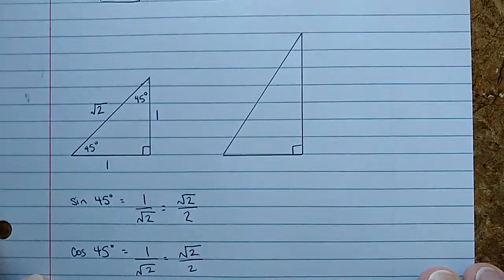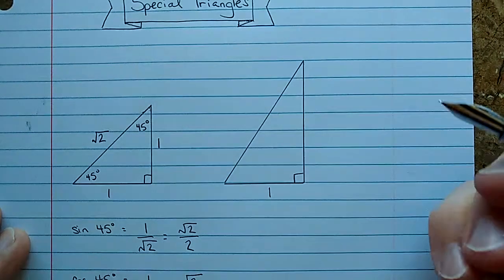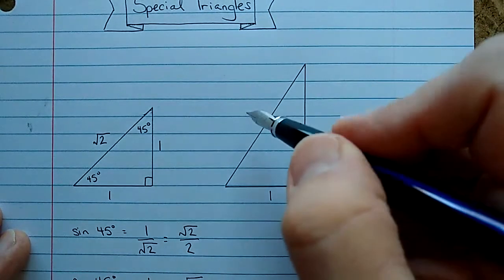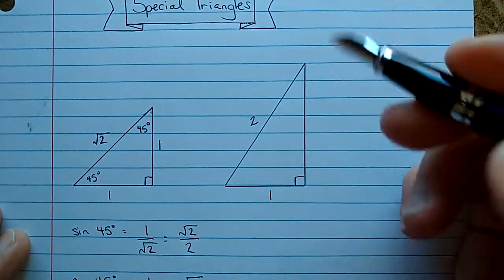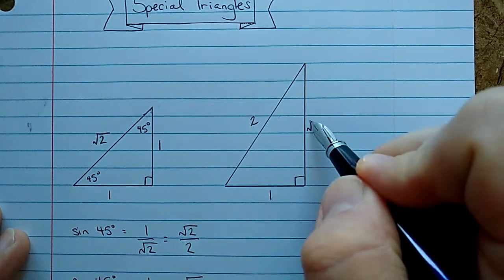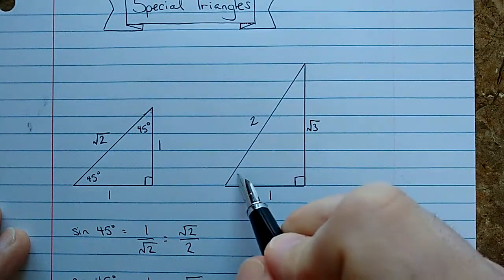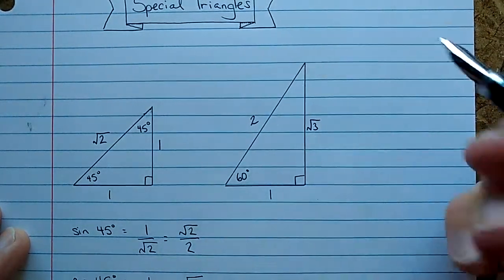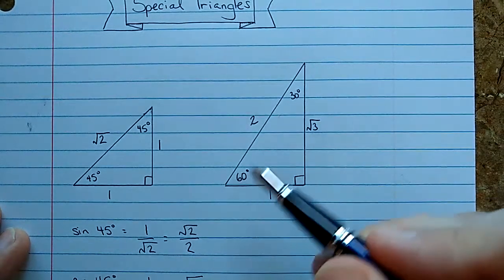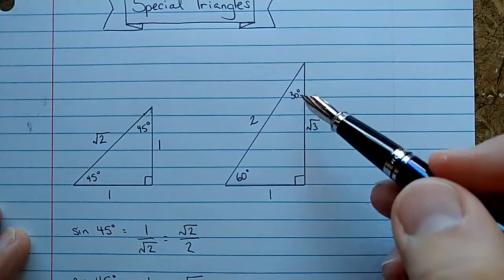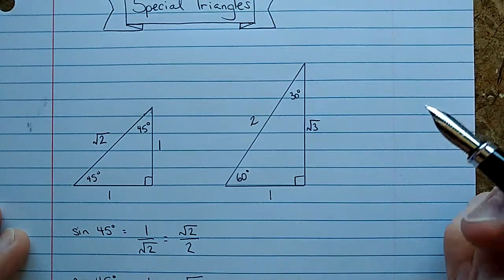Okay, let's talk about the other triangle. Now this one also has a side length of 1 as the shortest side. The hypotenuse is 2, not root 2, fully 2. And once again, if you use the Pythagorean theorem, you get the square root of 3. Now it turns out that this triangle is a 60 and a 30 degree in these two corners here. So we have a 30, 60, 90 triangle, another really common one with some pretty nice numbers.